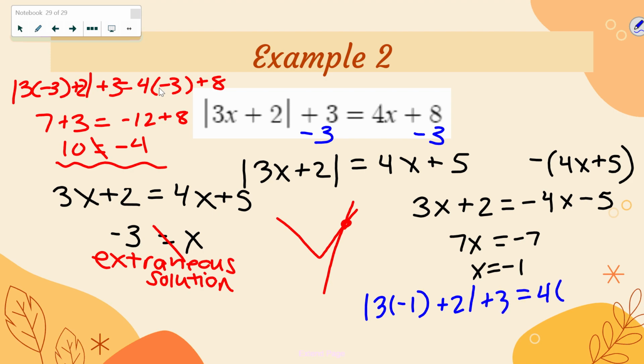So plugging -3 in for x, I'll have -3 plus 2, which gives us -1. The absolute value of -1 is 1. 1 plus 3 is 4. And then on the right side, we'd have -4 plus 8, which gives us what value on the right side? 4. So was this a good check?